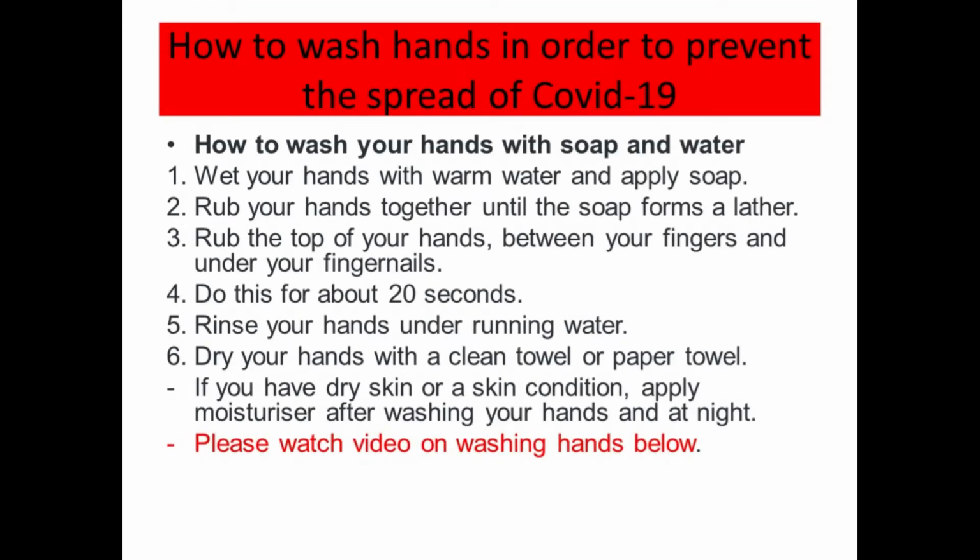How to wash hands in order to prevent the spread of COVID-19. How to wash your hands with soap and water. 1. Wet your hands with warm water and apply soap. 2. Rub your hands together until the soap forms a lather. 3. Rub the top of your hands, between your fingers and under your fingernails. 4. Do this for about 20 seconds.